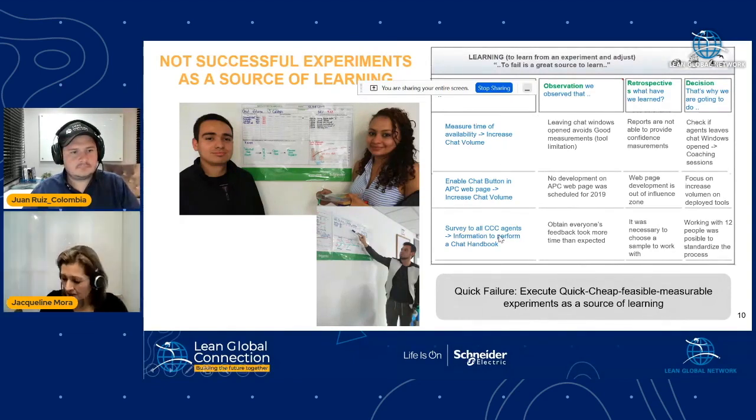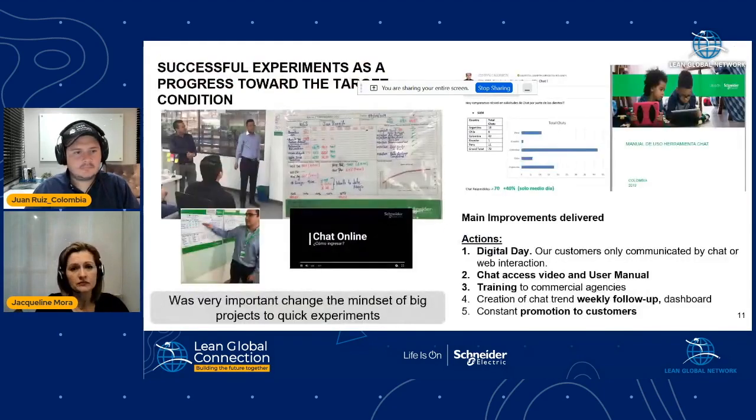So at the end, we need to fail quick in order to obtain the best solution for the customer. So this is the most powerful philosophy with Kata, when you convert or transform the process or the culture with your team.